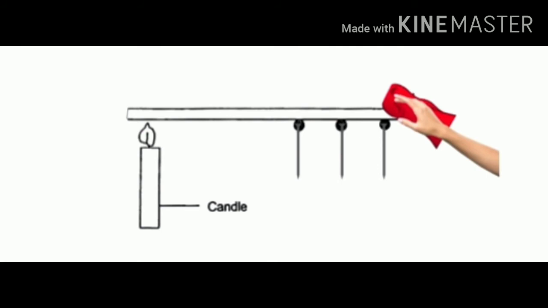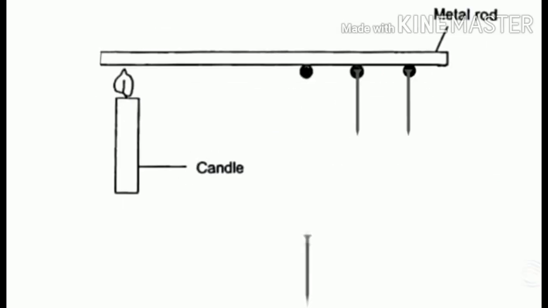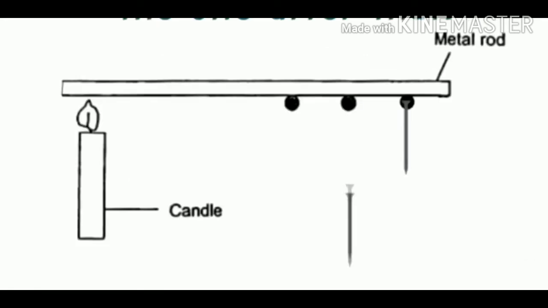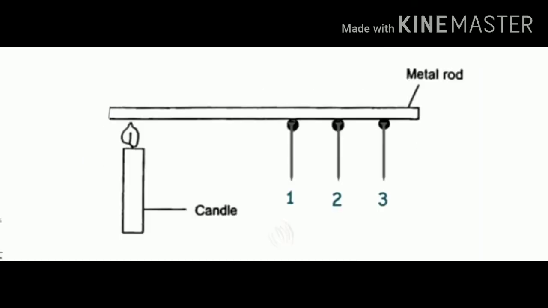Very soon you will see that the nail nearest to the heated end of the rod falls down first, then the next, and so on. Finally, the nail farthest from the flame drops. Do you know the reason why? That is because heat is traveling through the rod by conduction.